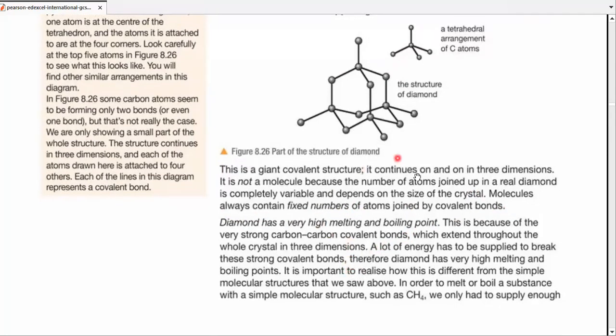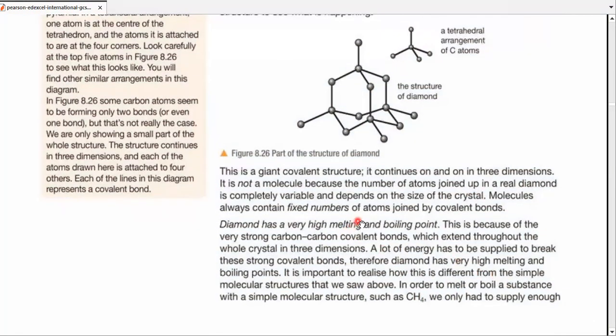Diamond, in turn, because of this structure, is going to have a high melting and boiling point because very strong carbon-carbon covalent bonds extend throughout the structure in the whole crystal in all 3 dimensions. So a lot of energy has to be supplied in order to break these strong covalent bonds. So this diamond really has very high melting and boiling points. It's important to realize this is different from the simple molecular structure we saw above, such as CH4 or methane. We only had to supply a little bit of energy to melt it or to boil it.